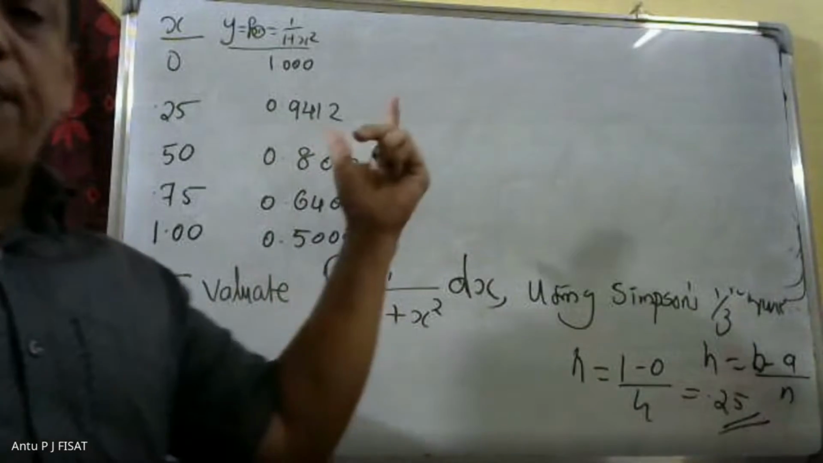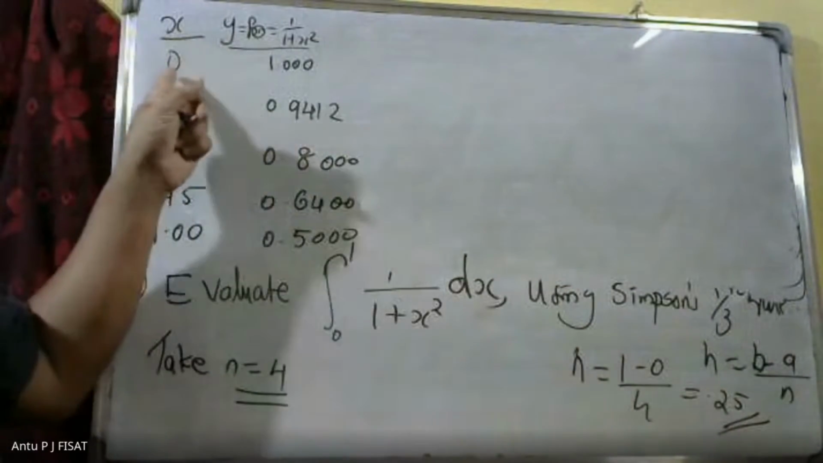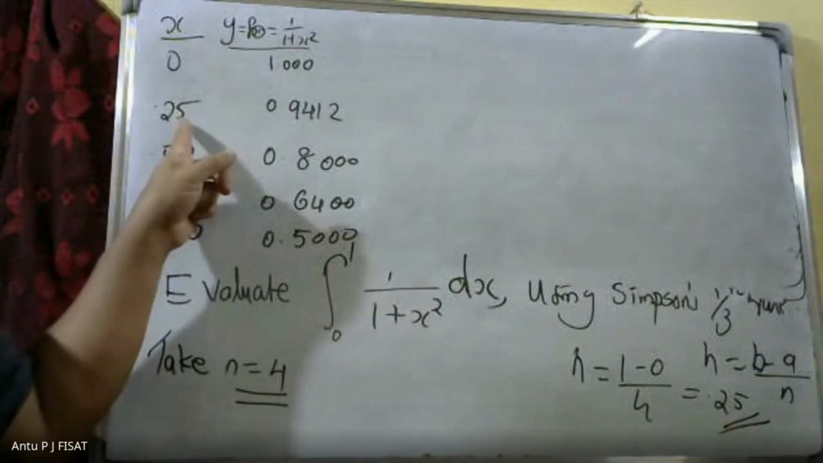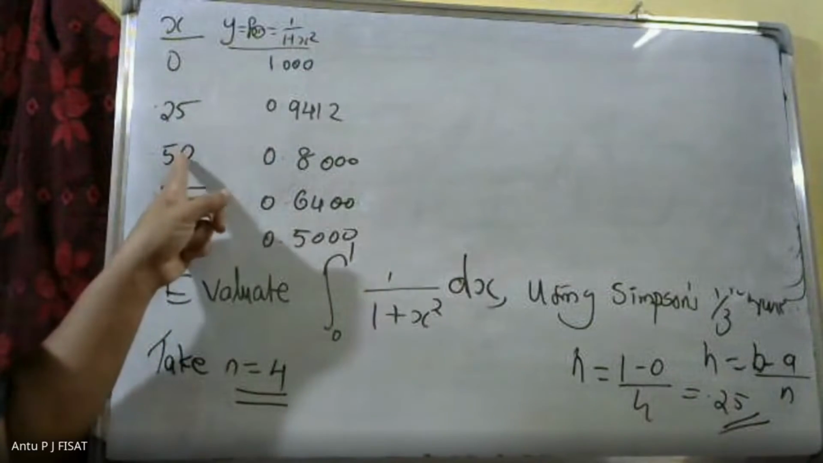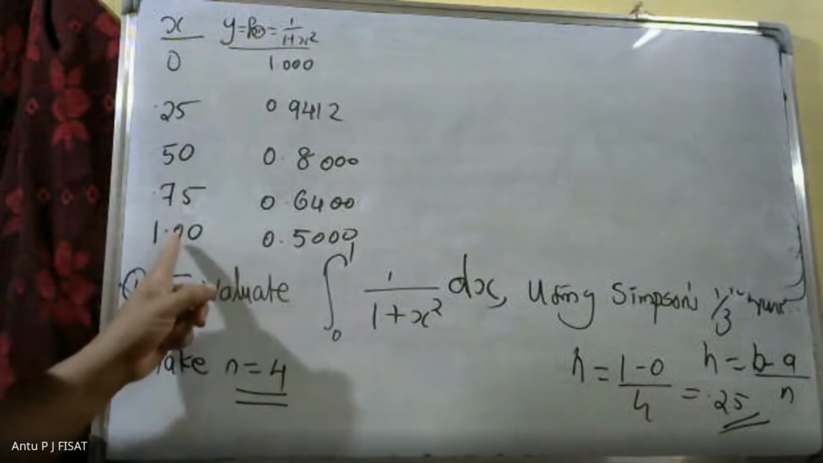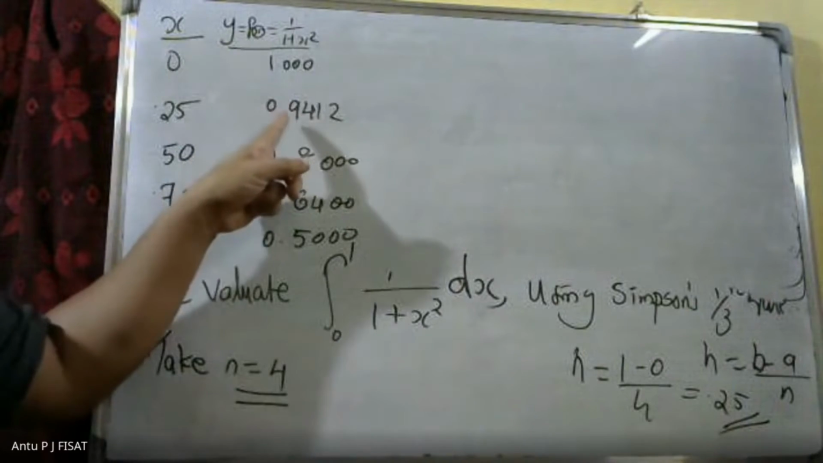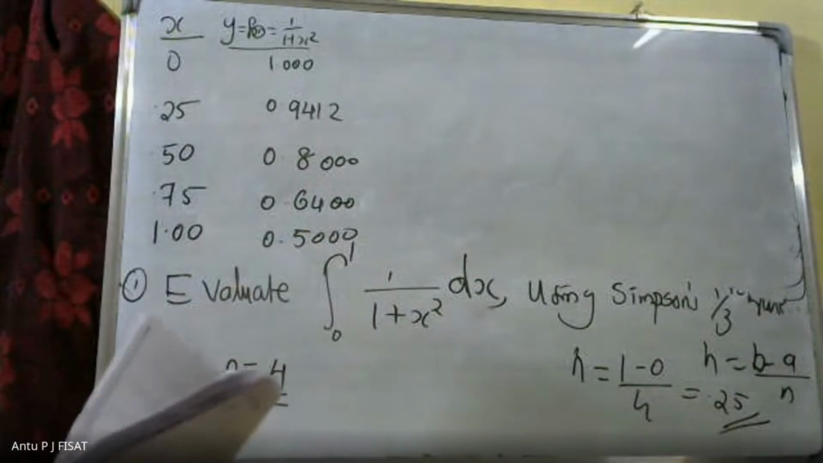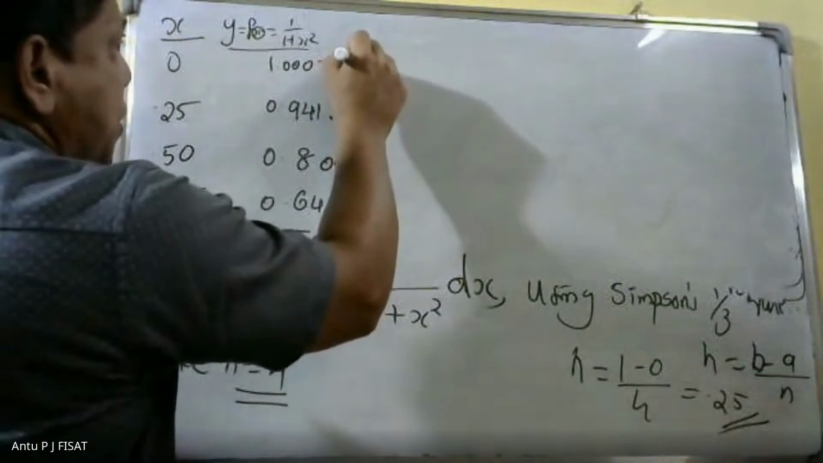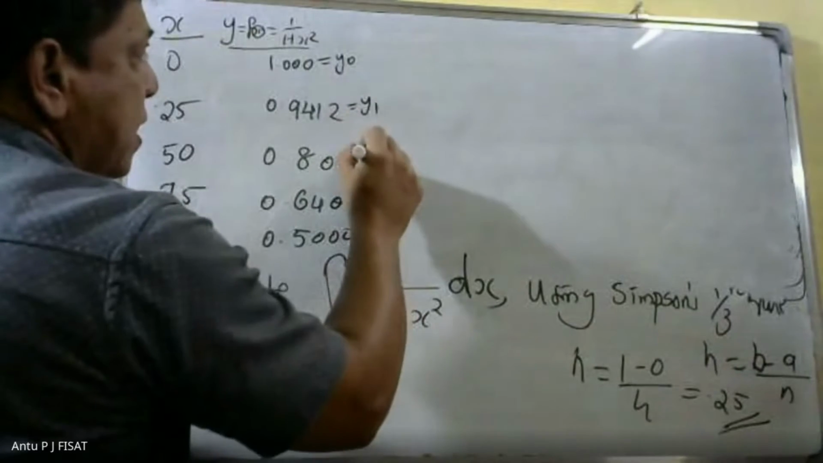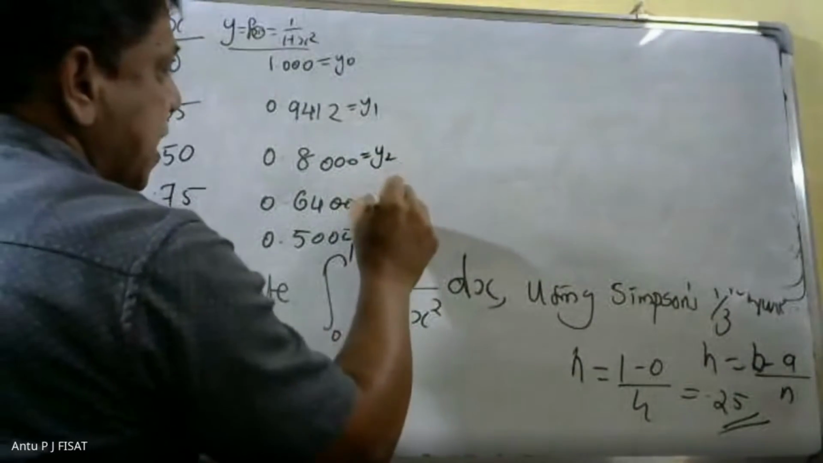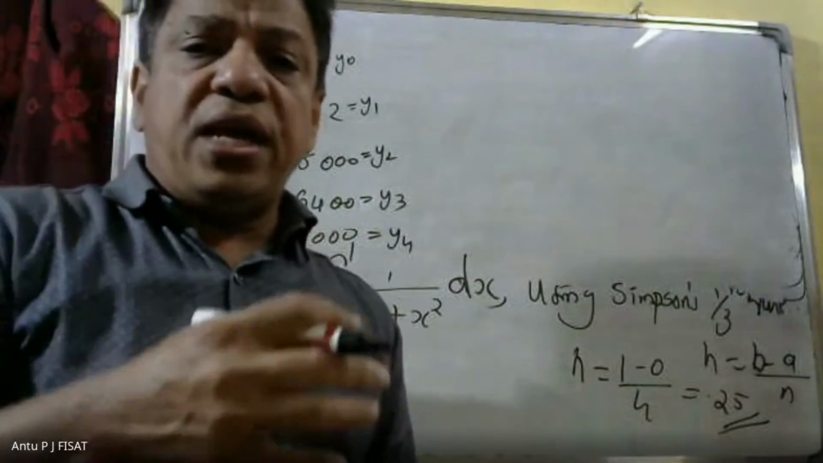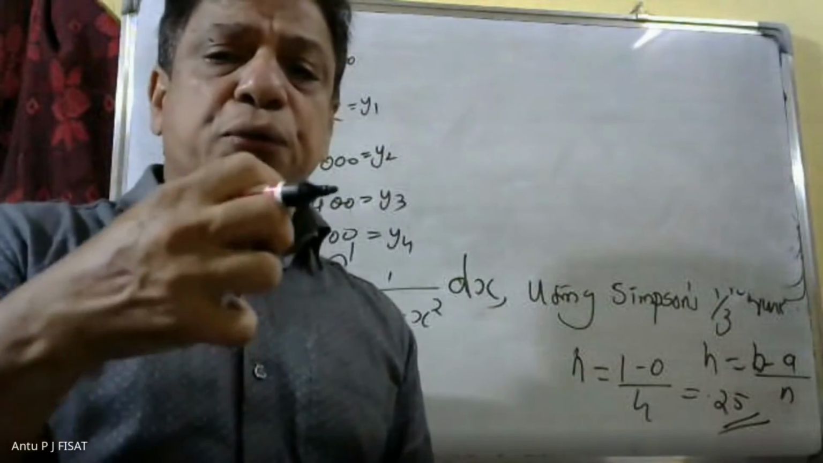First we make the table. When we put x is equal to 0, the function 1 by 1 plus 0 is equal to 1. Similarly, we put x is equal to 0.25, x is equal to 0.5, x is equal to 0.75, x is equal to 1. We get the table as 1, 0.9412, 0.8, 0.64, 0.5. Therefore, this value is taken as y0, this as y1, this as y2, this as y3, this as y4. Then we obtain the values of y0, y1, y2, y3, y4.